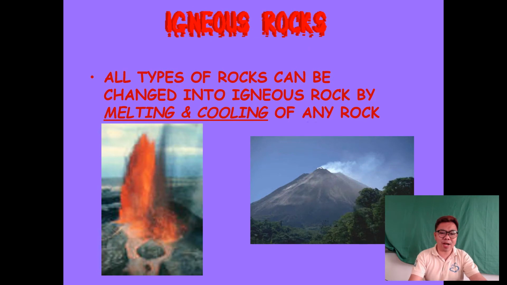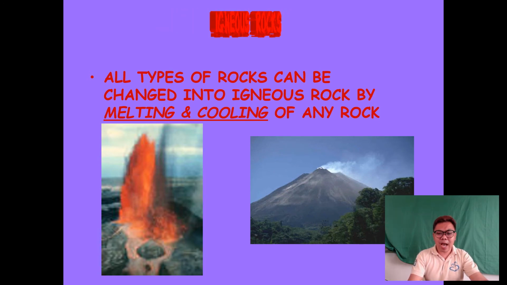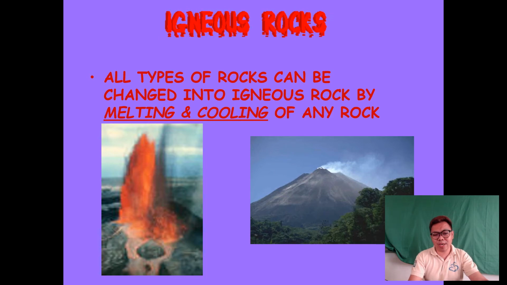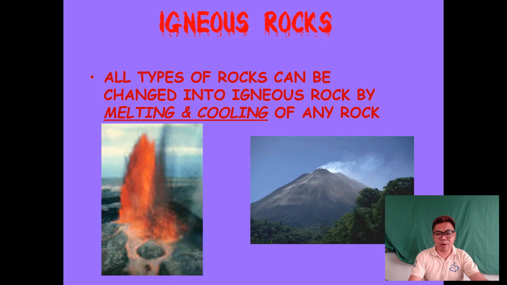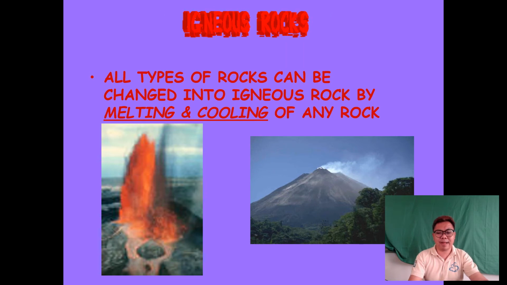Then, sa igneous rocks, all types of rocks can be changed into igneous rocks by melting and cooling of any rock. Kapag ang mga bato ay niluto natin sa apoy, it will melt and cool down. And magiging form siya ng lava or magma.